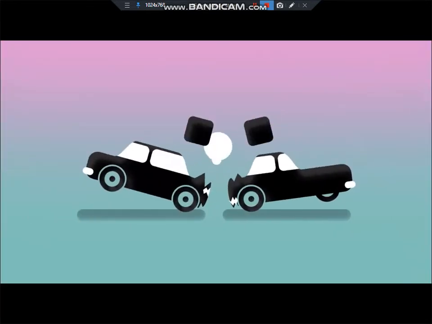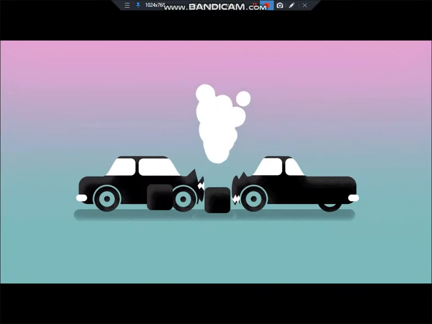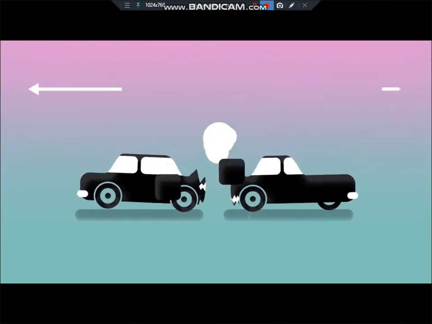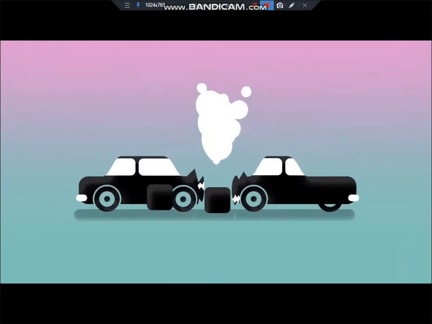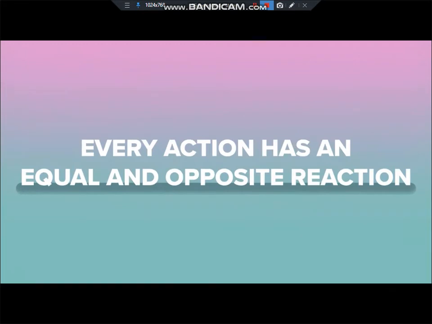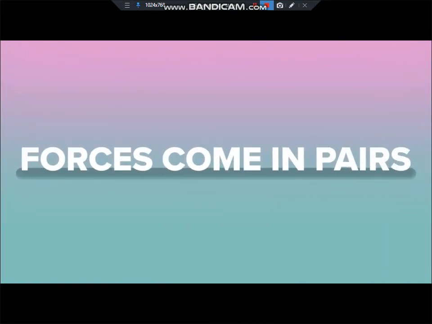Now, consider two cars colliding in a crash test for a car company. Each car exerts force on the other, and each car is crushed as it decelerates to a full stop. The formal definition of Newton's third law is that every action has an equal and opposite reaction. Another way to state it is, forces come in pairs. What other action and reaction pairs can you think of?